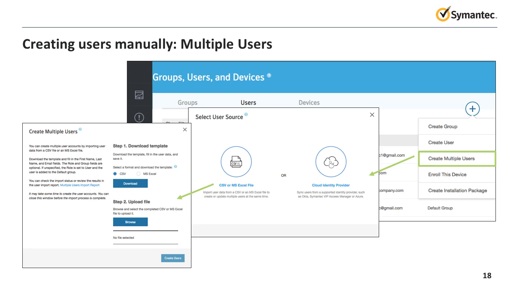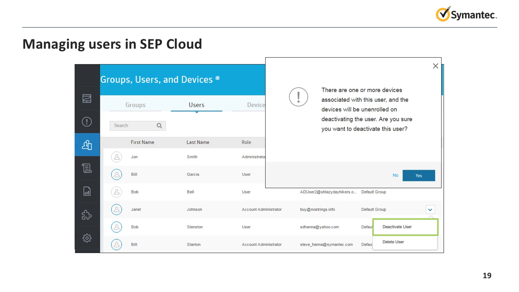To import user data, download the template in the chosen format and fill in the first name, last name, and email fields. The role and group fields are optional. If unspecified, the role is set to user and the user is added to the default group. When completed, upload the file to import user data. Choosing the Cloud Identity Provider option on this screen opens the Access and Authentication page found in Settings.